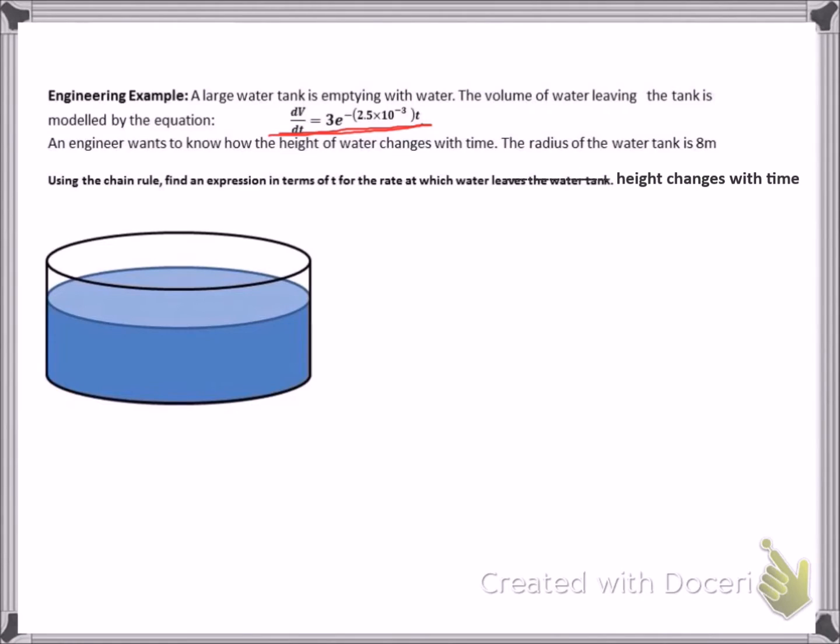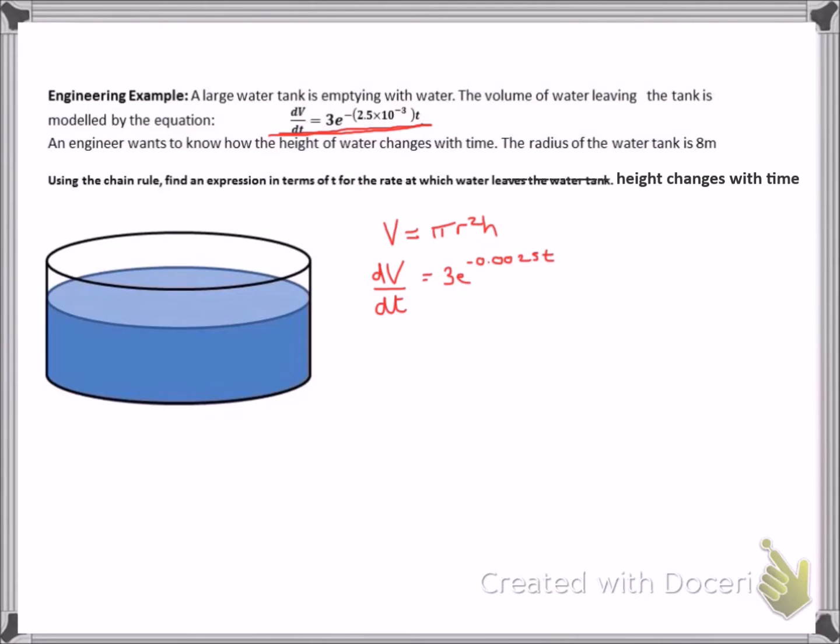So we're also told that the water tank is cylindrical. So what does that mean? Well, if the water tank is cylindrical, that means that V is equal to pi r squared h, and just for completeness, let's copy down what dV by dt is. Well, good testing of your standard form, it's 3e to the minus 0.00255t. Okay, so we've established some of the parameters of the question.